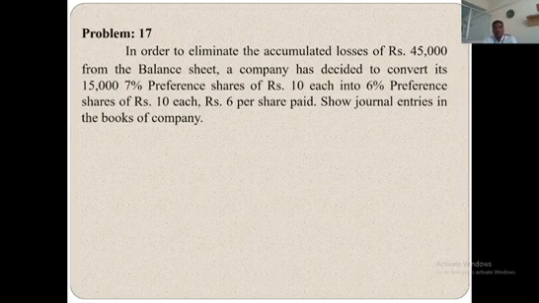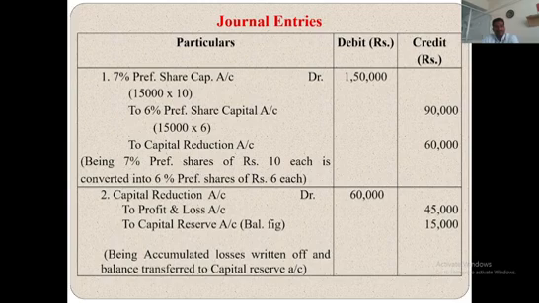In order to eliminate the accumulated losses of rupees 45,000 from the balance sheet, a company has decided to convert 15,000 7% preference shares of rupees 10 each into 6% preference shares of rupees 10 each, rupees 6 paid up. So the necessary journal entry in the books of the company. Journal entry: 7% preference shares capital account debit, 15,000 into 10, 1,50,000, to 6% preference shares capital account.